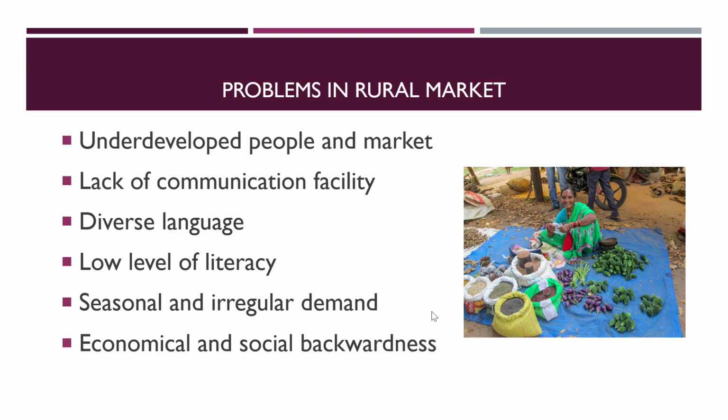Next one is economic and social backwardness. The rural market is economically and socially backward, which makes it difficult for the people to spend and adapt to the changing trends in goods and services.